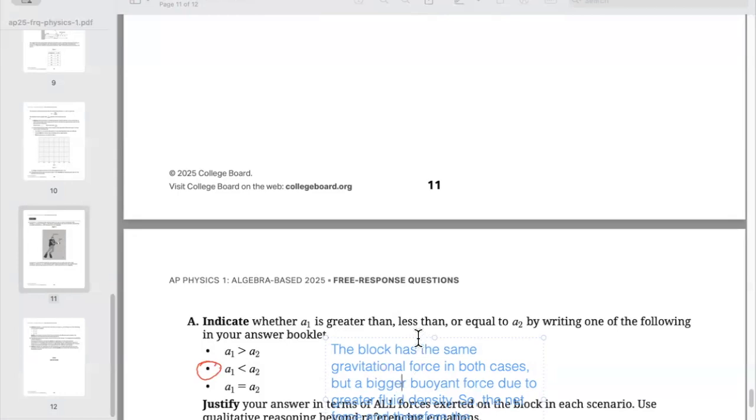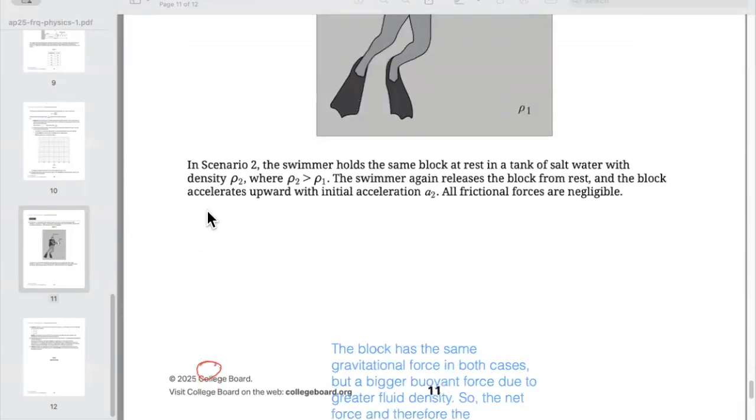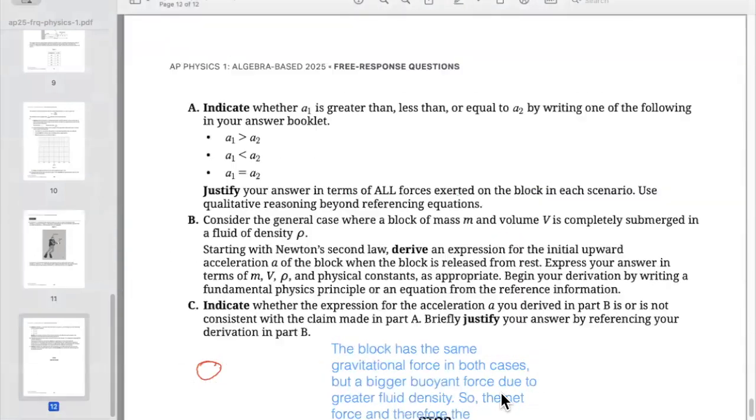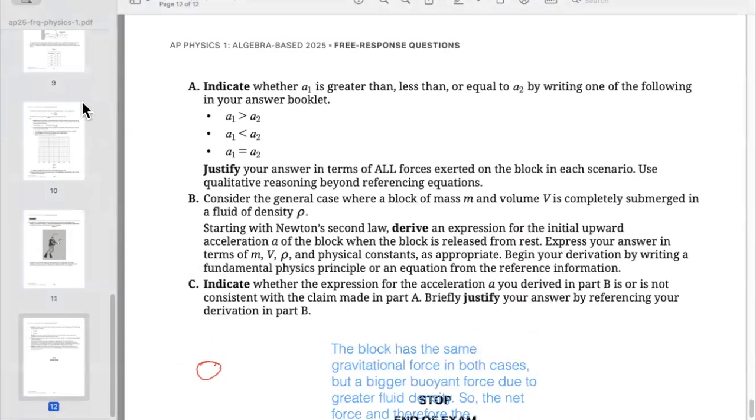There you go. Okay. Let me move that up a little bit so you guys can see that. Hopefully. No? Okay. All right. Well, let me just go ahead and scroll then. There you go. Yeah. So that's my reasoning. Same gravitational force, bigger buoyant force, which means bigger net force and therefore bigger acceleration. So A1 is less than A2.